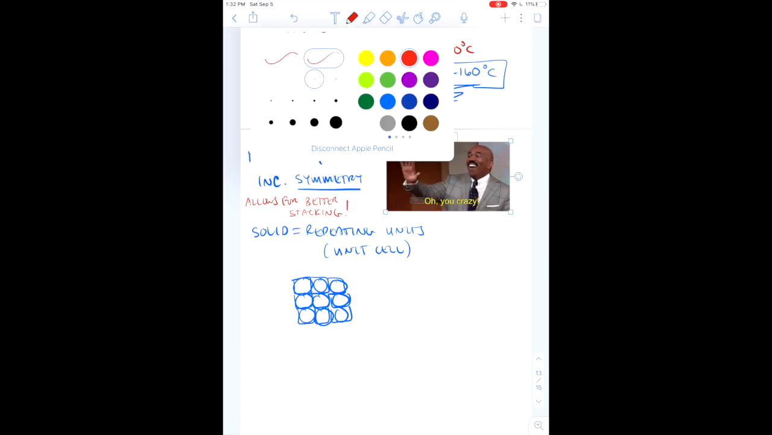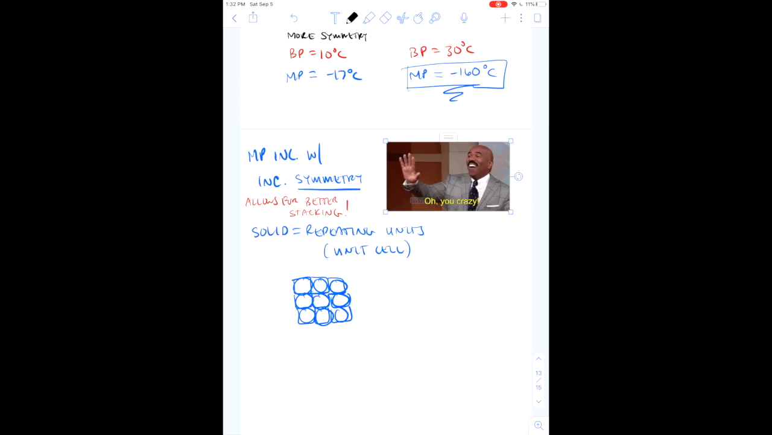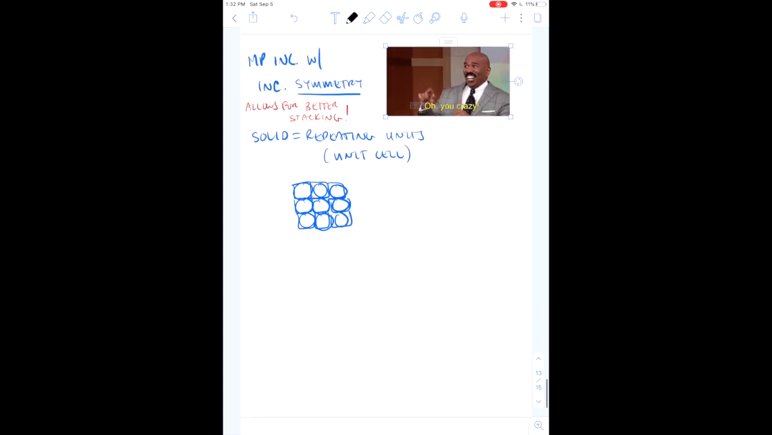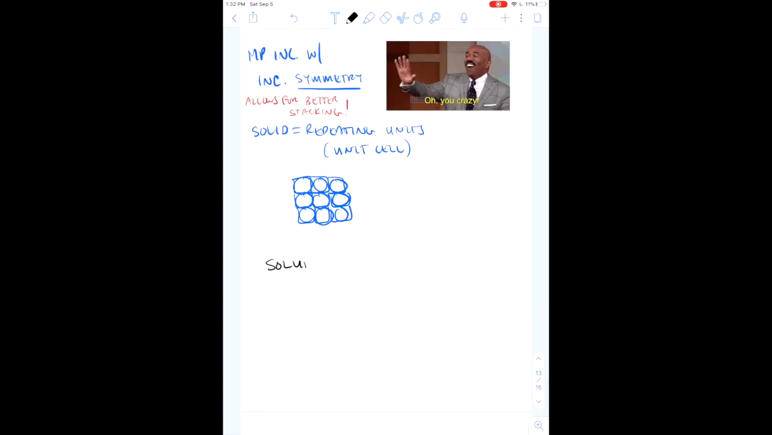Okay, now the last thing we want to talk about when we're talking about the physical properties of alkanes is solubility. Okay, now solubility, remember, the golden rule is like dissolves like. Okay? And what that means is polar dissolves polar, non-polar dissolves non-polar, right?